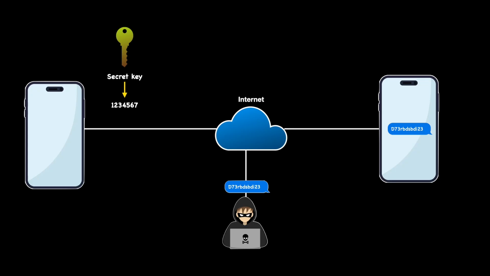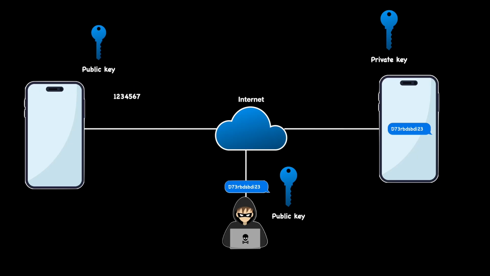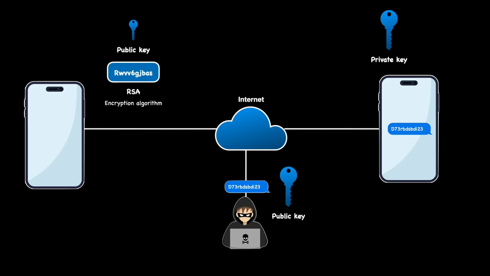Now comes the trick to send the secret key securely to only the receiver. We ask the receiver to generate an asymmetric key pair, a public key and a private key. The receiver then shares the public key. Now both the sender and the hacker have the public key. Next, we encrypt our secret key using the receiver's public key. The secret key is now encrypted.